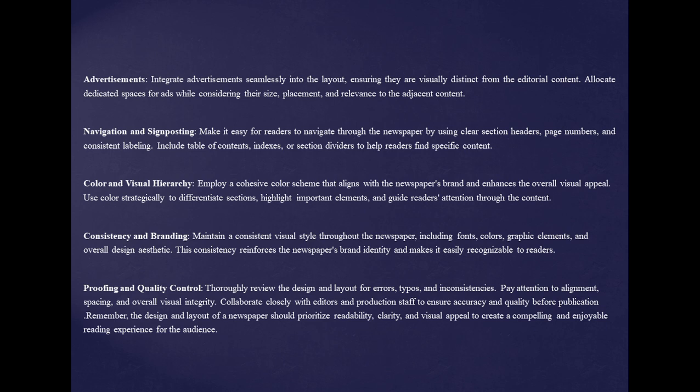Color and visual hierarchy. Employ a cohesive color scheme that aligns with the newspaper's brand and enhances the overall visual appeal. Use color strategically to differentiate sections, highlight important elements, and guide readers' attention through the content.